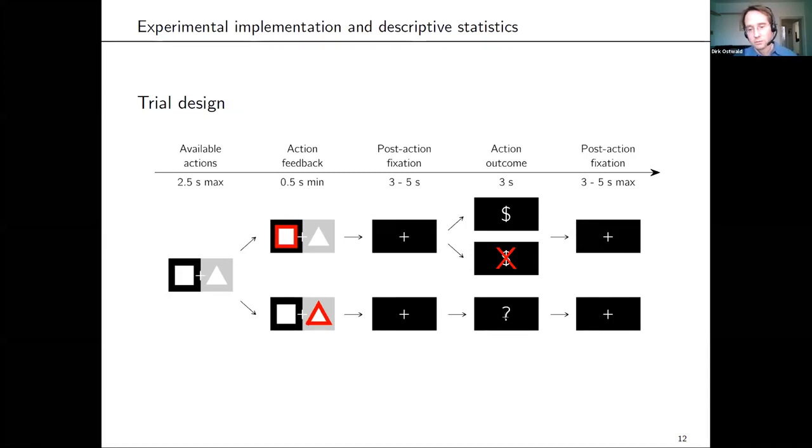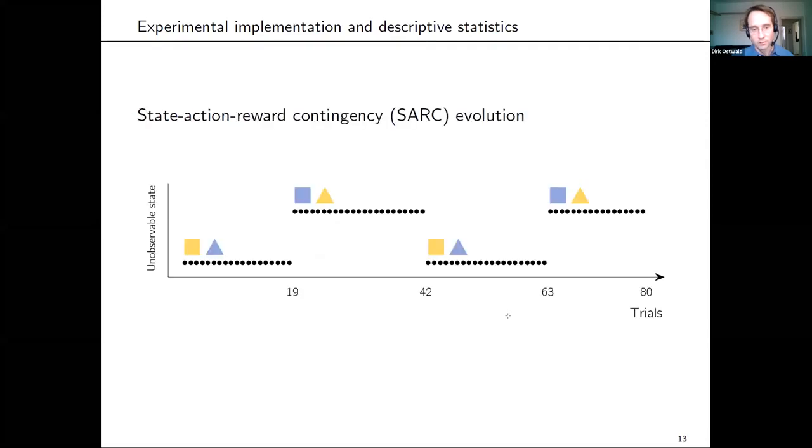So we have a dissociation between observations and rewards here, because both the plus and the -1 reward would be mapped onto the question mark and not be observed. And then finally, over the course of the experiment, the state of the environment, or the state-action-reward contingency, changed. So in the beginning, for example, the square would be lucrative and the triangle would be detrimental.